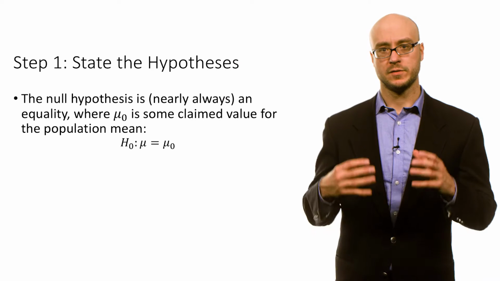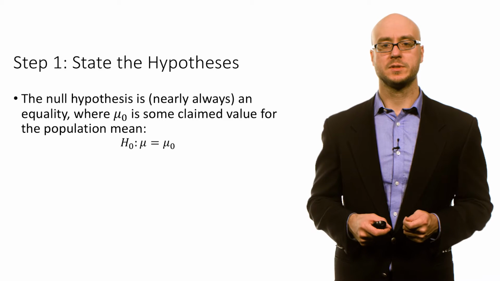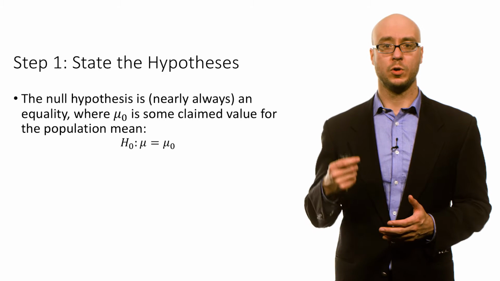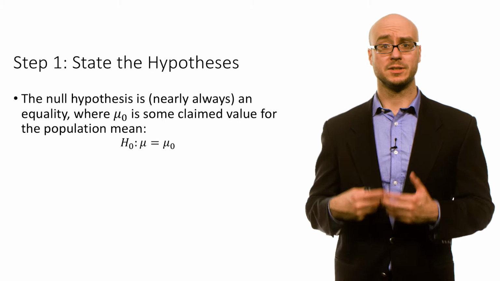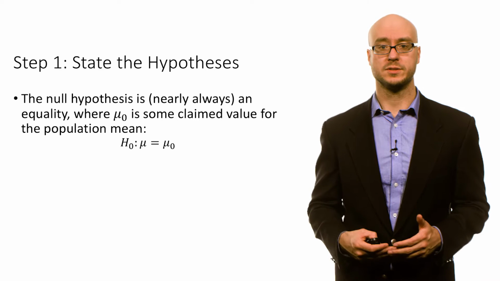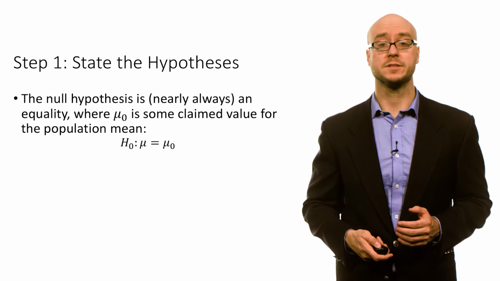We're going to go through the various steps of conducting a one-sample t-test. For step one, we state the hypotheses. Again, just like the one-sample z-test, the null is almost always an equality, where mu naught, or mu subscript 0, is some claimed value for the population mean. That's an equality. The null is somebody thinks the population mean equals some value, 37, 0, whatever it is.